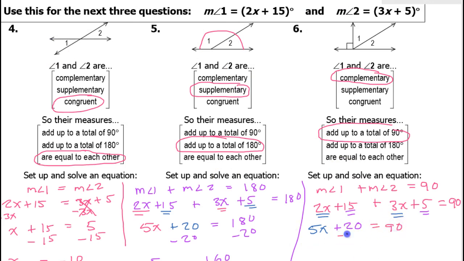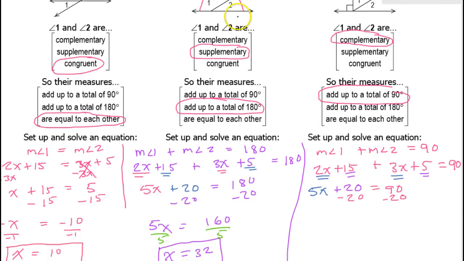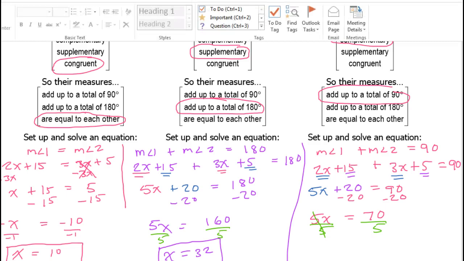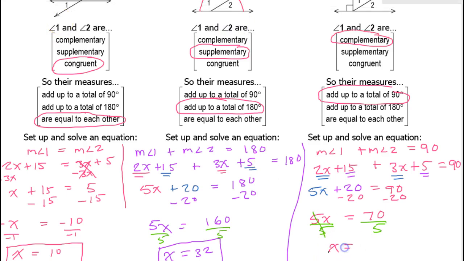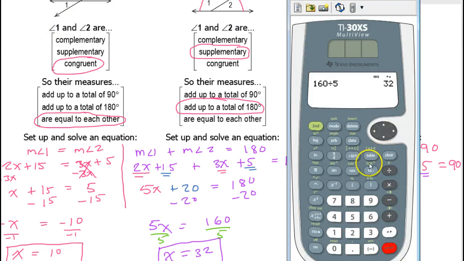To solve this, we need to subtract 20 from both sides. So 5x is equal to 70. Then we will divide both sides by 5 to get x by itself, because that way these will cancel each other out. And that is 14.